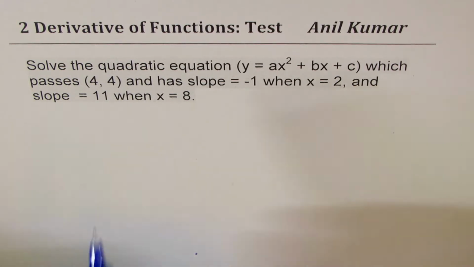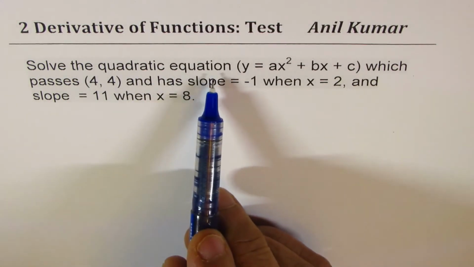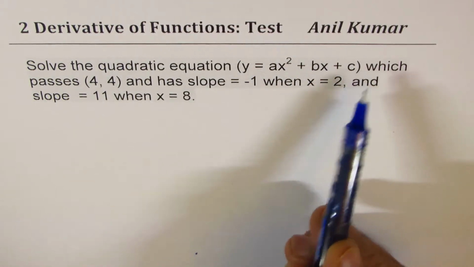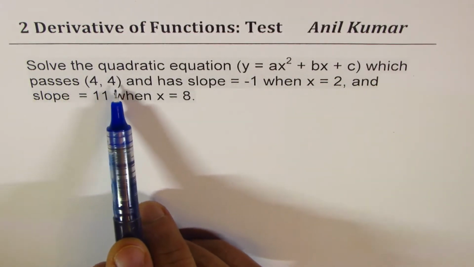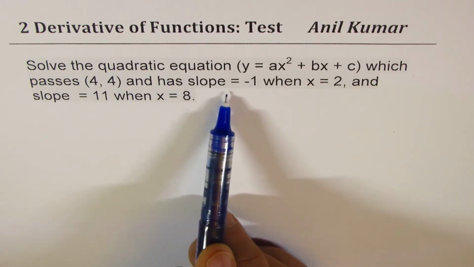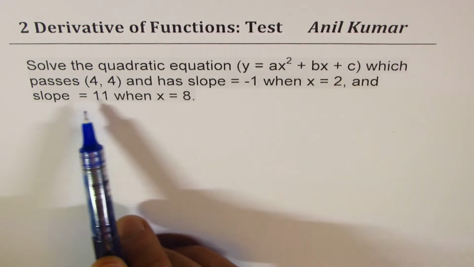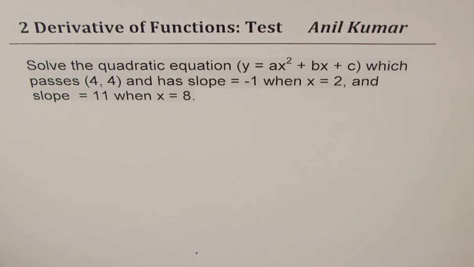The question here is, solve the quadratic equation y equals ax squared plus bx plus c, which passes through (4, 4) and has slope of minus 1 when x equals 2 and slope of 11 when x equals 8. You can always pause the video, answer the question, and then look into my suggestions.